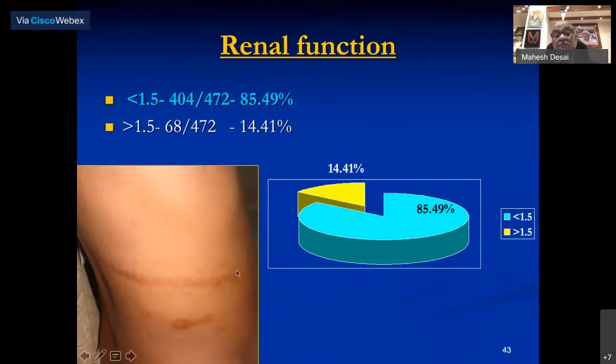What about renal function? We found that 85% of those who had a recurrent stone had normal renal function. Only 14% had a creatinine of more than 1.5, which is associated with recurrence of the stone.